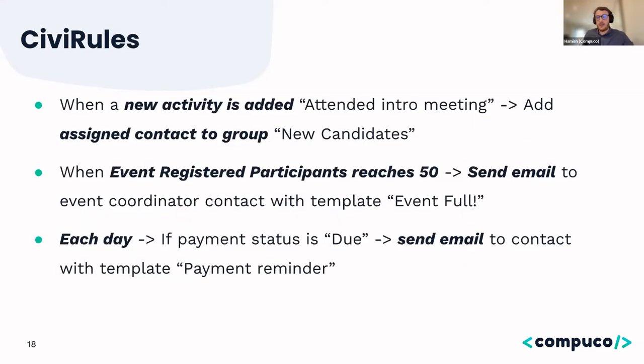So similar to the events area and the scheduled reminders area, I wanted to give a few different examples, and these are usually taken from stuff we've seen clients do. If you have a new activity added of a specific type, you could then add the contact who is involved in the activity to a group. You could have a specific event trigger to say, when we get 50 participants, send an email to the coordinator, which acts as an internal alert to check on the popularity of an event. Or one that we've definitely seen people do, if a payment is set to due, then send an email to the contact to let them know their payment is now overdue.